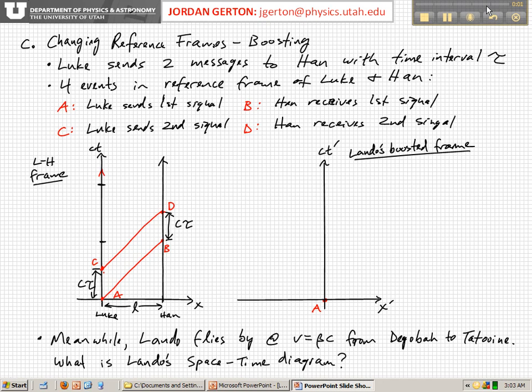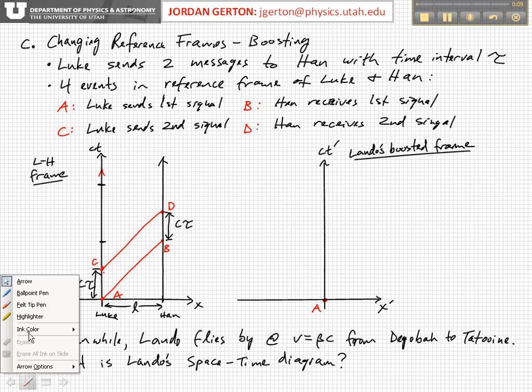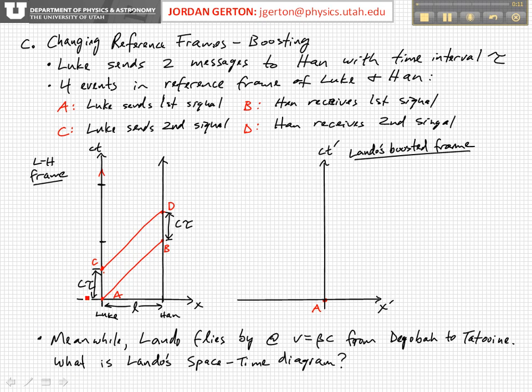Okay, so I've drawn the space-time diagram in Luke and Han's rest frame, this frame over here on the left, which corresponds to the four events described above, right? So Luke and Han are a distance L apart. In this reference frame they're stationary, so their position doesn't change in time. There are Luke's world line and Han's world line. They both go vertical because again they're not moving.